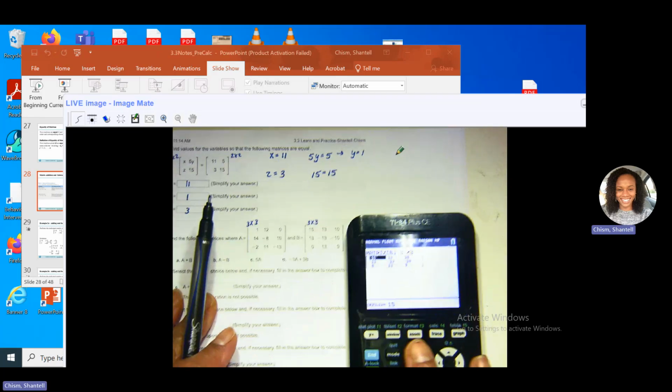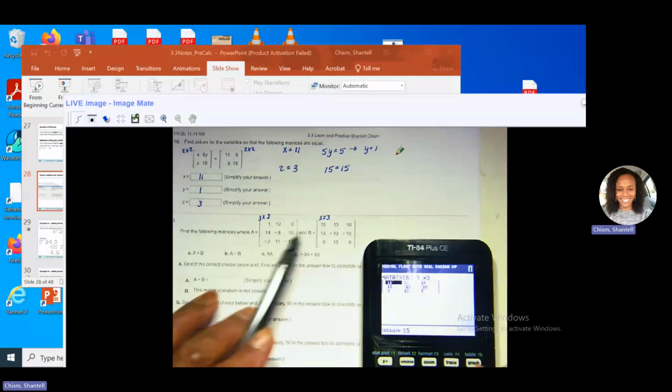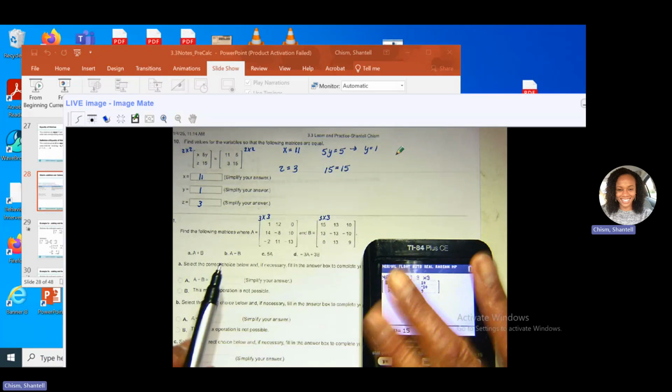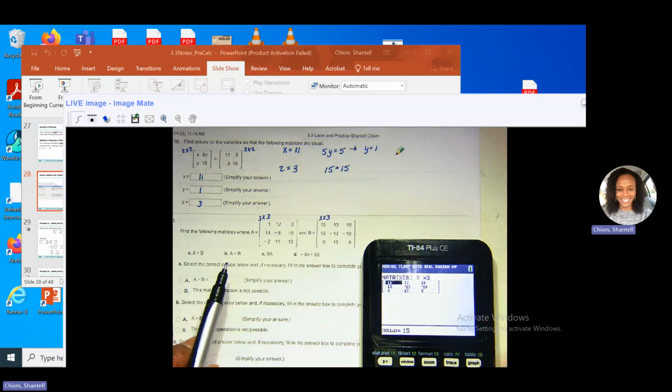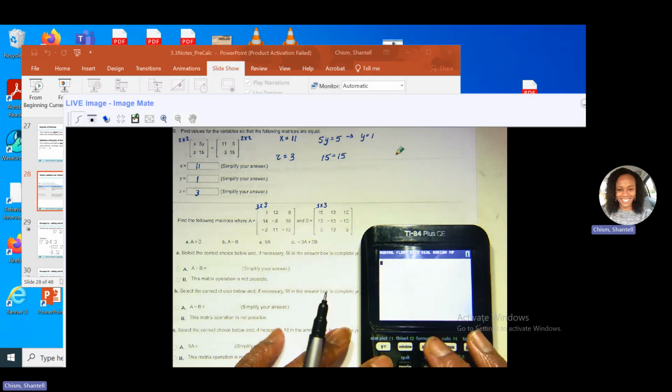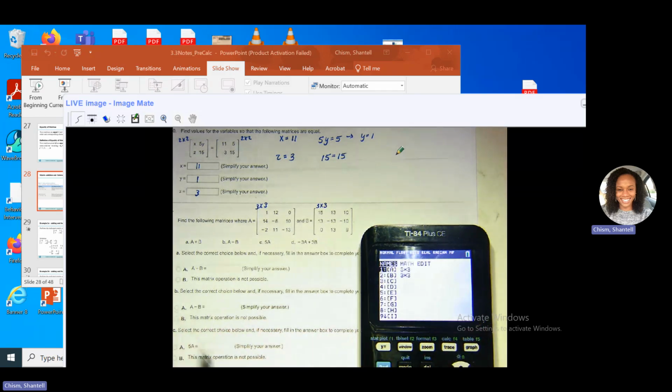All right. So once we're done with that, now we're ready to do whatever work they're asking us to do. So for part A, we're going to add them together. So I'm going to get out of this again, and I'm going to press second mode to get out of that, to go to the home screen. And now I'm ready to do part A. So I want to add A plus B. So let's press second matrix again.